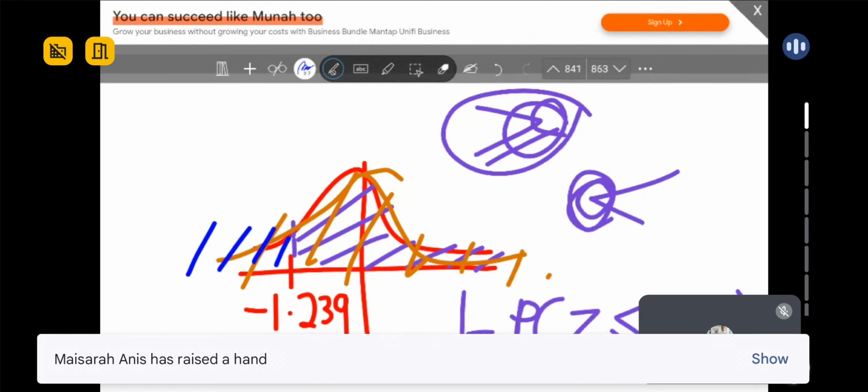Okay, this is the unshaded region here, guys. Kawasan tak berlorek, which is this one. Probability Z less than or equal to negative 1.239. Can you all understand? Clear?